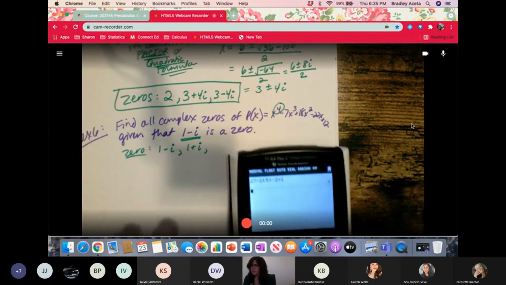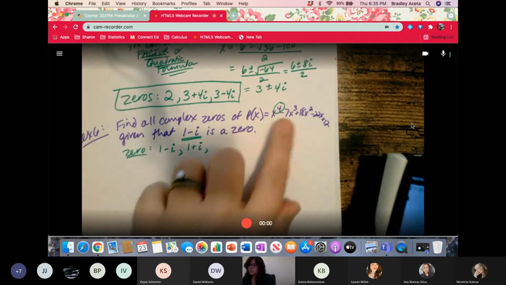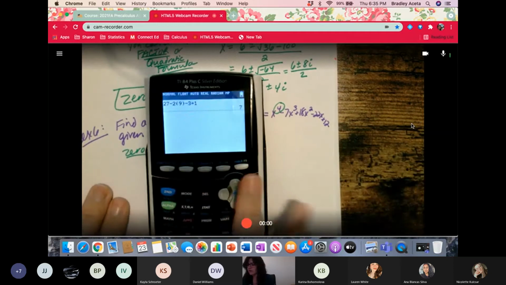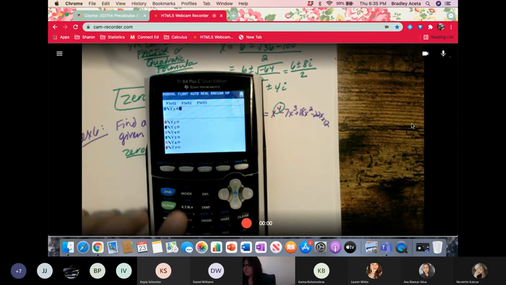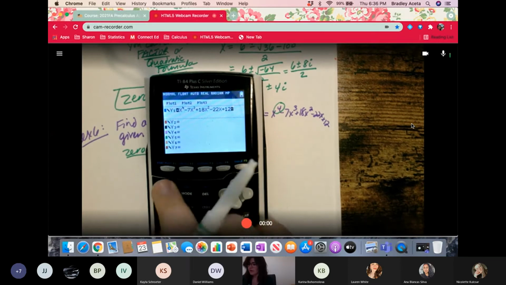Let's just look. The way to do that is we're going to type this into the calculator, into y equals. So x to the fourth minus 7x to the third plus 18x squared minus 22x plus 12. Hopefully I didn't write it wrong. And you can graph it. I mean, you can look at the x-intercepts, but I'm going to kind of go to the table.